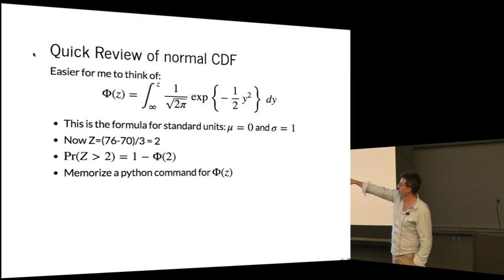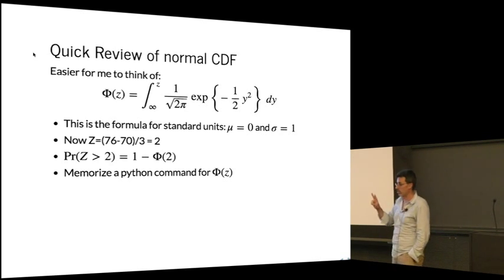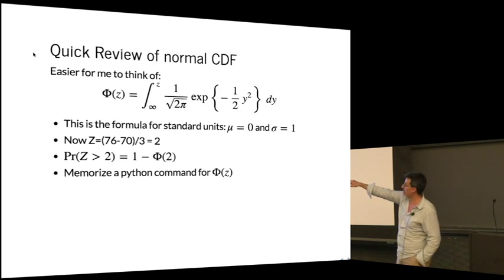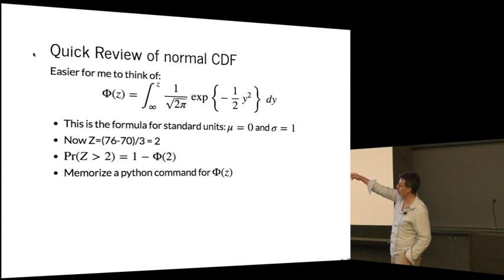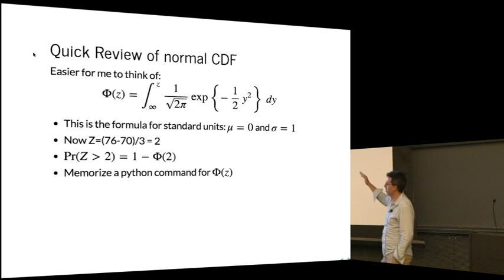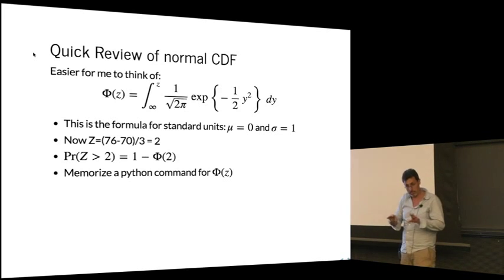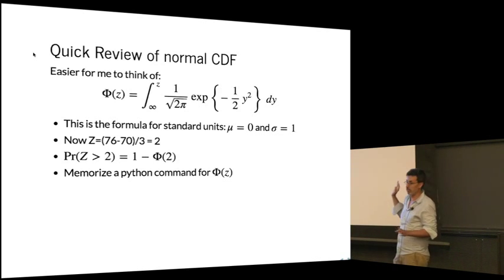So you convert it, and you realize that a male who's 6'4" is 2 standard deviations away from the mean, and then you can just find out what proportion of z's are bigger than 2. So phi of 2 gives you how many are smaller than 2, and 1 minus that gives you how many are bigger than 2. So basically, the message is you just have to find out what phi is on the program you're using, and then you can answer all these questions.